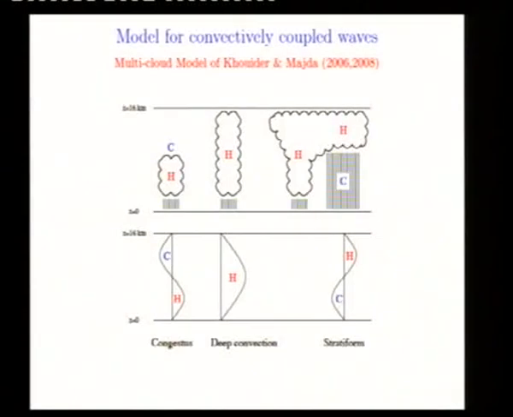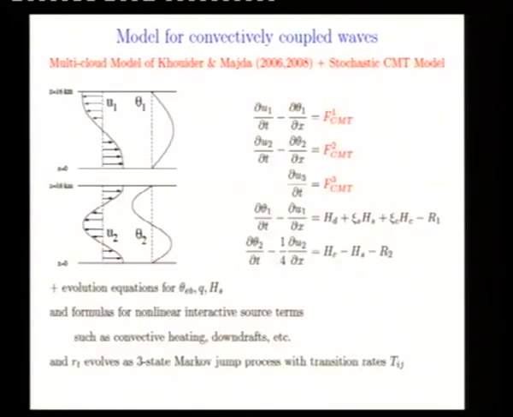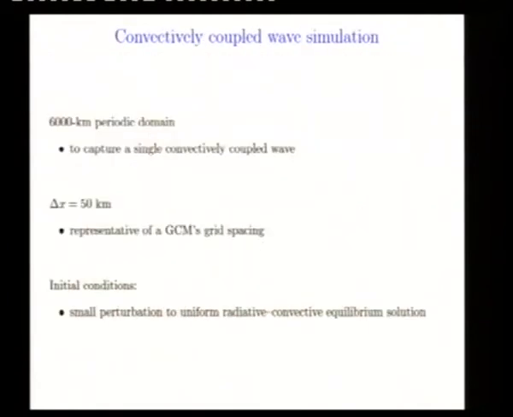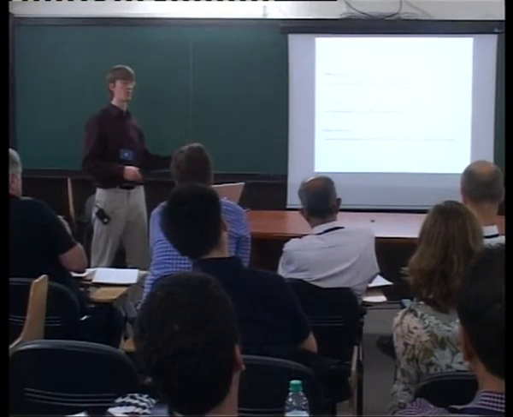As our simple GCM test model, we're going to use the multi-cloud model as a simple place to test out how this works. It's going to be this version of the multi-cloud model. There's no nonlinear stuff going on on the left-hand side, at least, there's plenty of nonlinear stuff here. And then we now use these momentum transport terms on the right-hand side. We're going to have just a 6,000 kilometer periodic domain, with a 50 kilometer grid spacing to be sort of like a GCM.